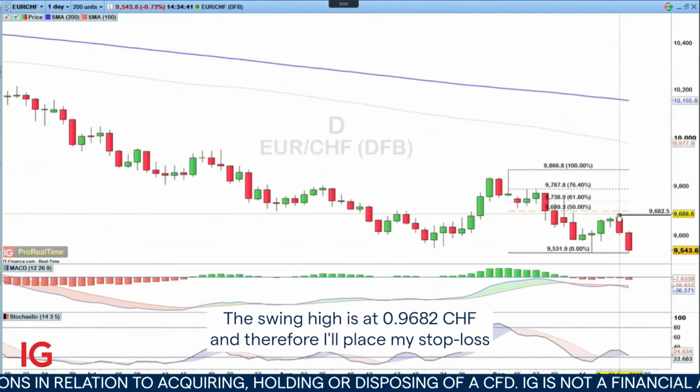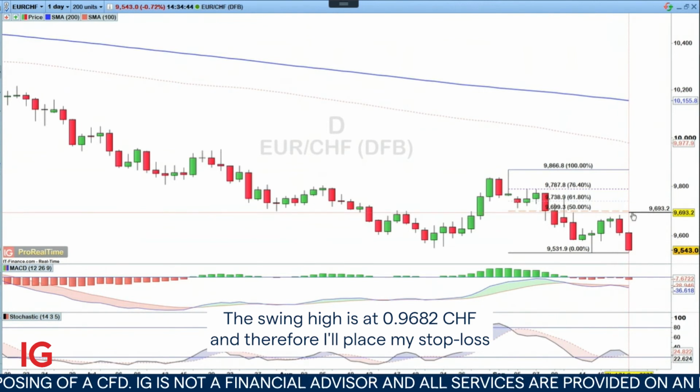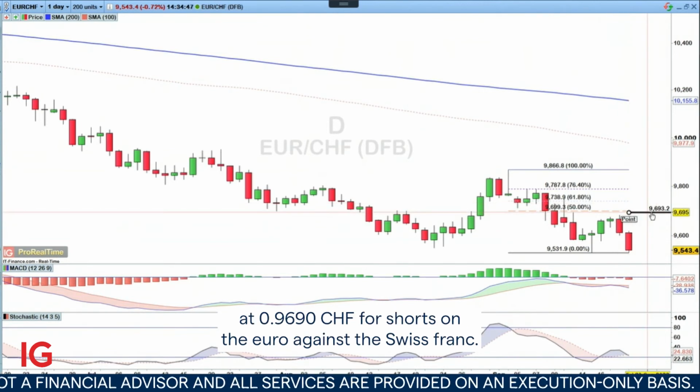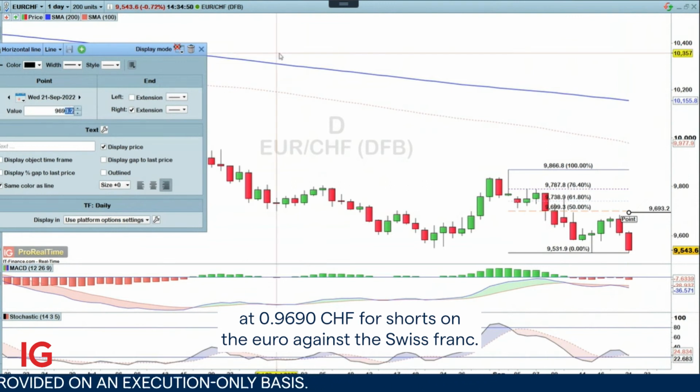The swing high is at 96.82, and therefore I'll place my stop loss at 96.90 for shorts on the euro against the Swiss franc.